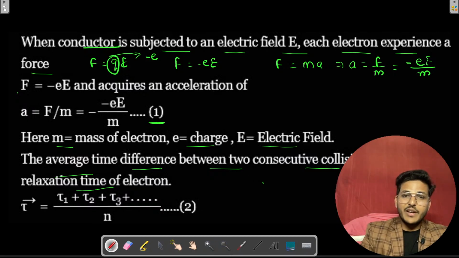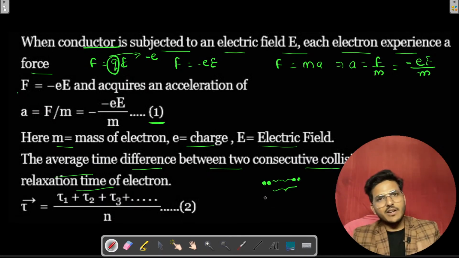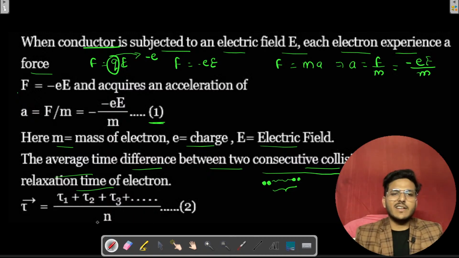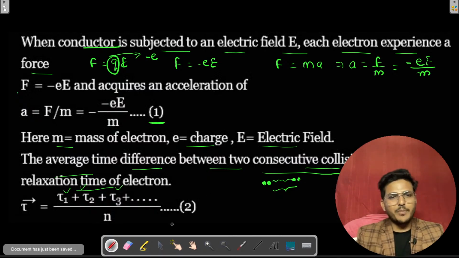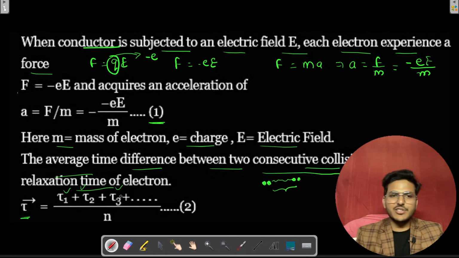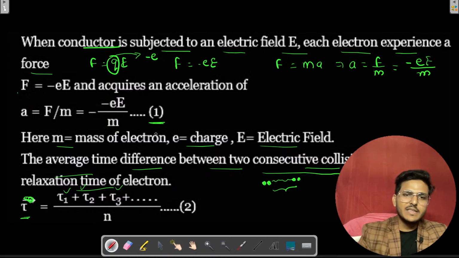In the same way, one electron collides with another, and after collision it moves and collides with another electron. The duration between two successive collisions is basically the relaxation time. If I consider the average, that is tau 1 plus tau 2 plus tau 3 and so on up to tau n upon n, this is the average value of relaxation time, that is tau equals (tau 1 plus tau 2 plus tau 3 up to tau n) upon n. This is equation number 2.